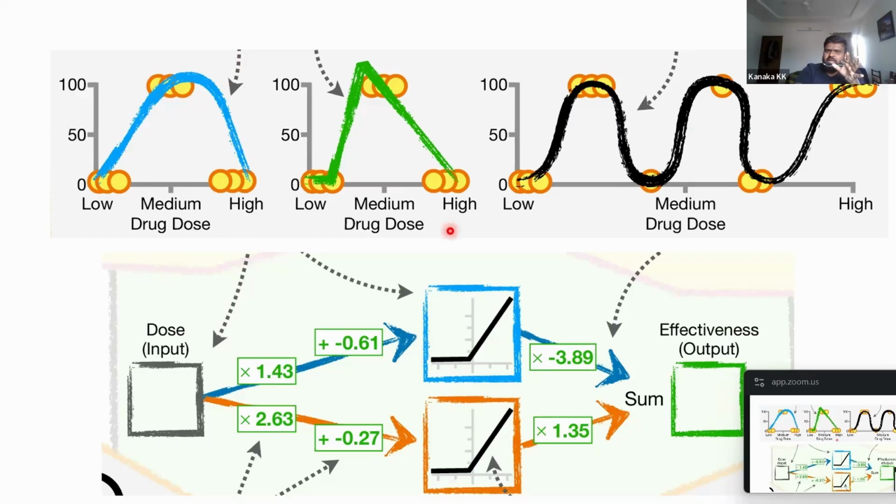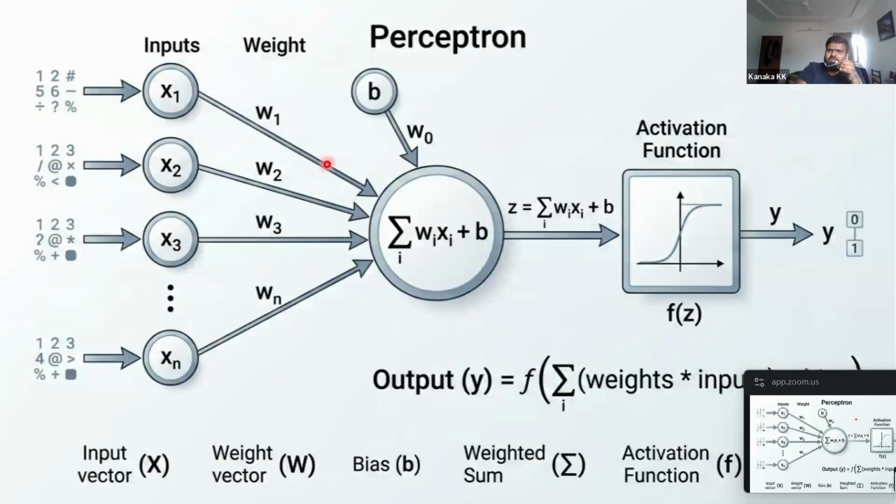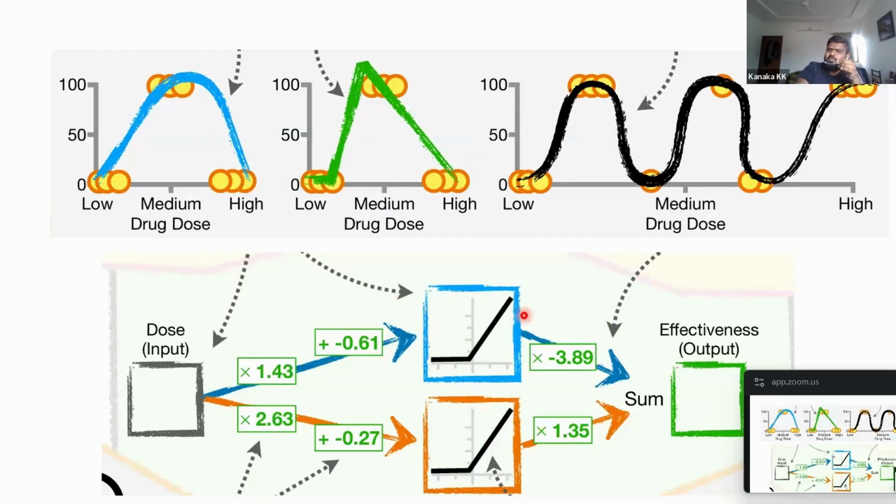And how will we introduce non-linearity to the data? That is using the perceptron and the activation function. You can see here, in the last slide I was showing the structure of the perceptron. So we are implementing it here. For example, this is a single input node. Here we input the dose, the dose of the paracetamol drug.